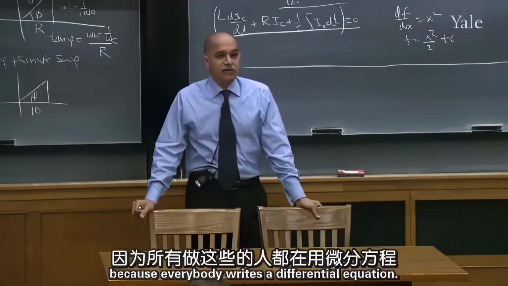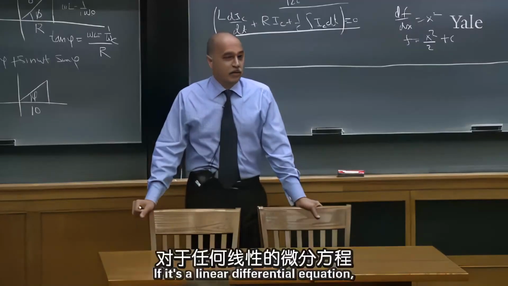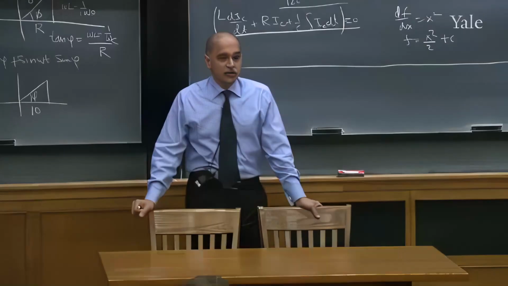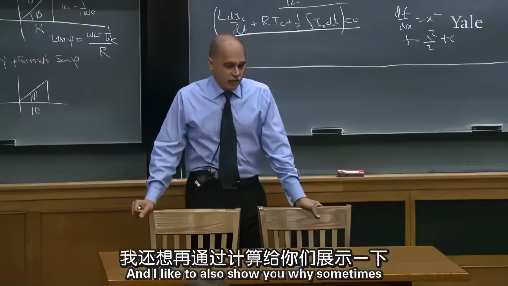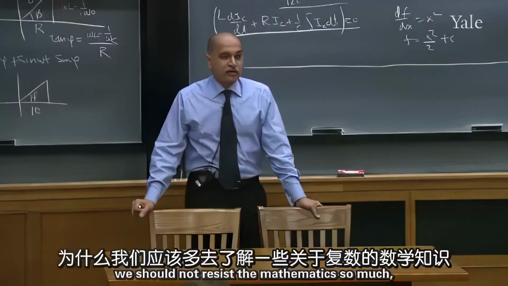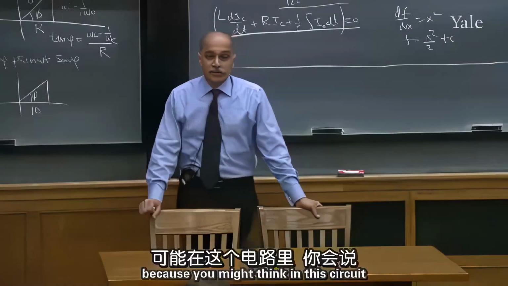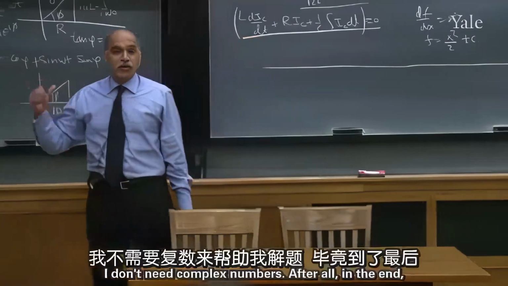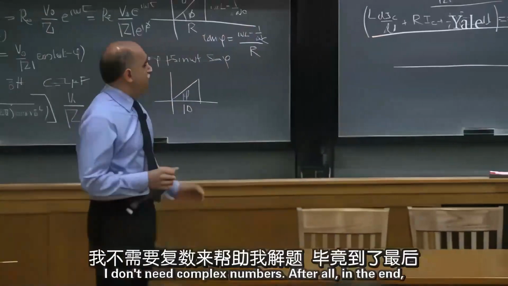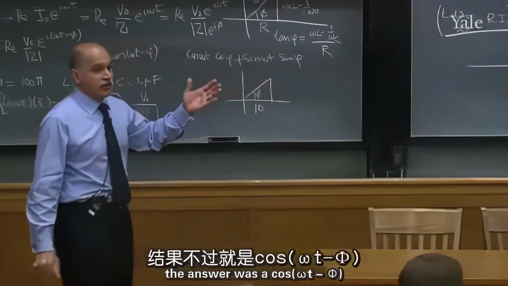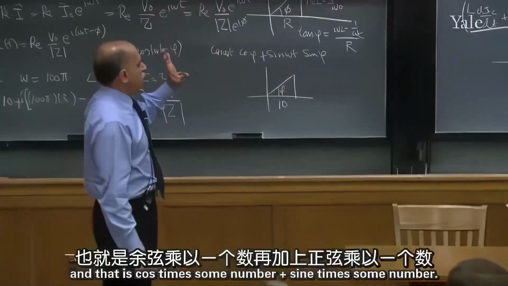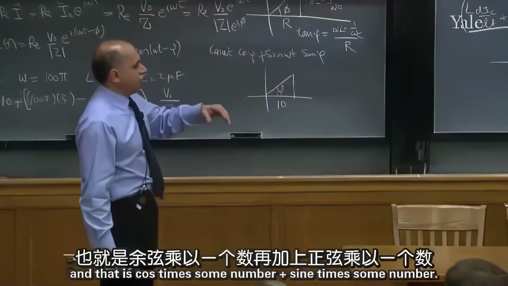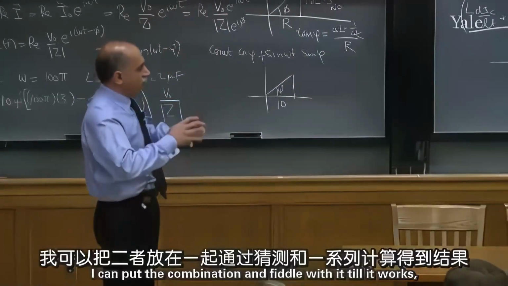Because everybody writes a differential equation. It's a linear differential equation. You solve it with complex numbers. And I like to also show you why sometimes you should not resist the mathematics so much. Because you might think, in this circuit, I don't need complex numbers. After all, in the end, the answer was a cos(ωt − φ). And that is cos times some number plus sine times some number. I can put that combination and fiddle with it till it works.